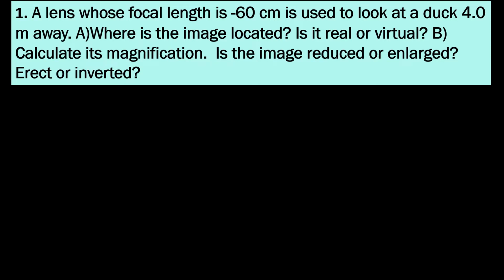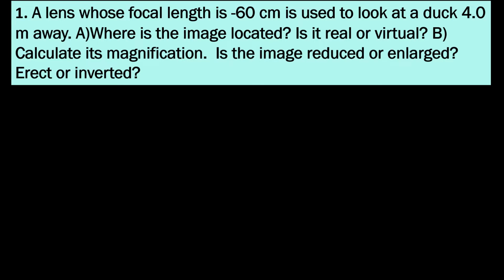This is the first problem. A lens whose focal length is negative 60 centimeters is used to look at a duck 4 meters away. First question, where is the image located? Is it real or virtual? Question B, calculate its magnification. Is the image reduced or enlarged? Is it erect or inverted?